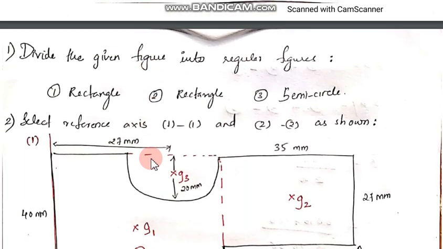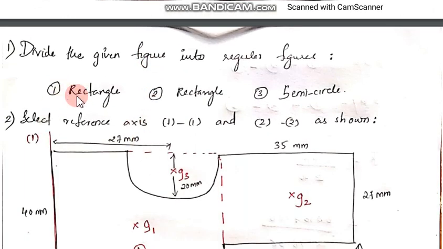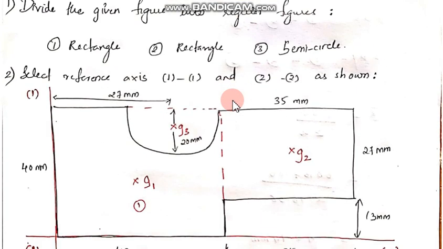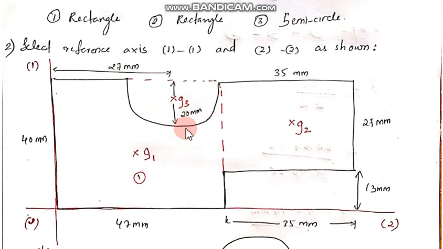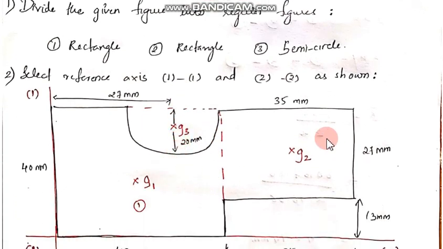So the first step in the problem is we need to divide the given figure into regular figures. So here, as you can see in the question, there are three figures: one big rectangle, a small rectangle, and a semicircle. So I have divided and marked this as 1, this is 2, and this is 3. I have not marked it, I guess I forgot to mark it, but you can mark it. This is 1, 2, 3. I have marked the centroid of each as G1, G2 and G3.